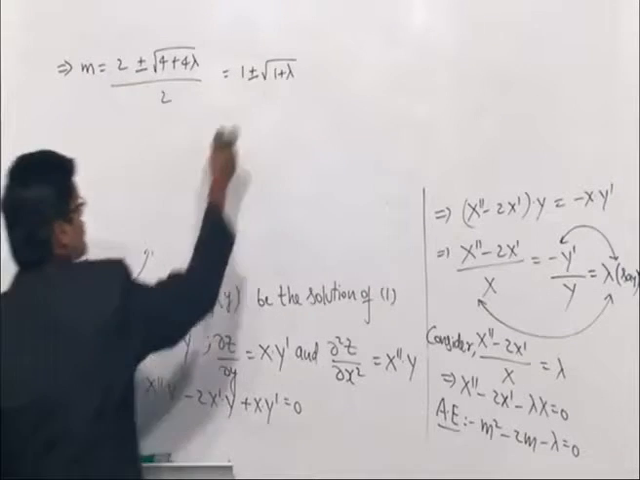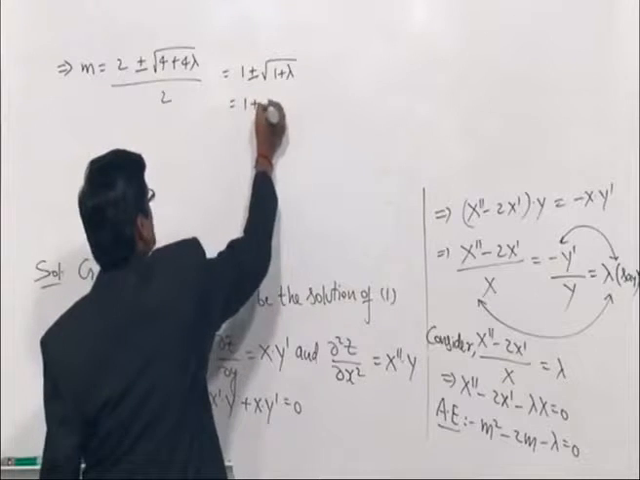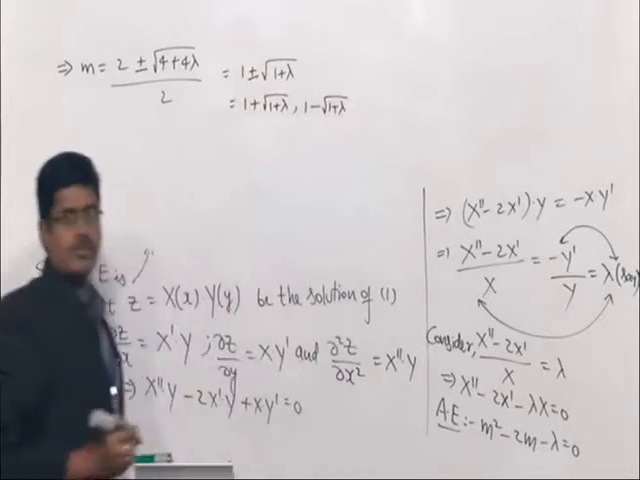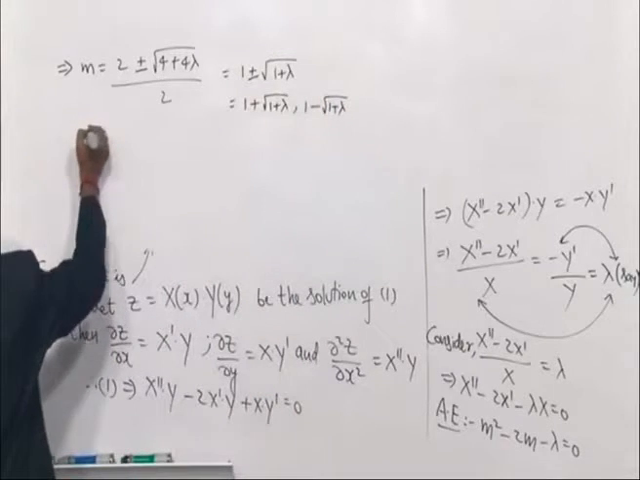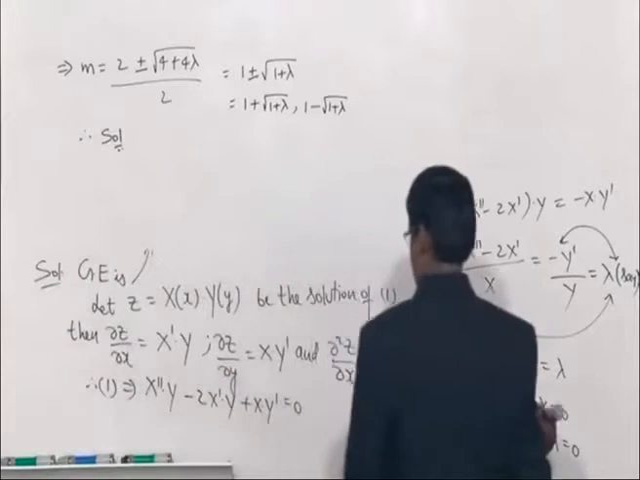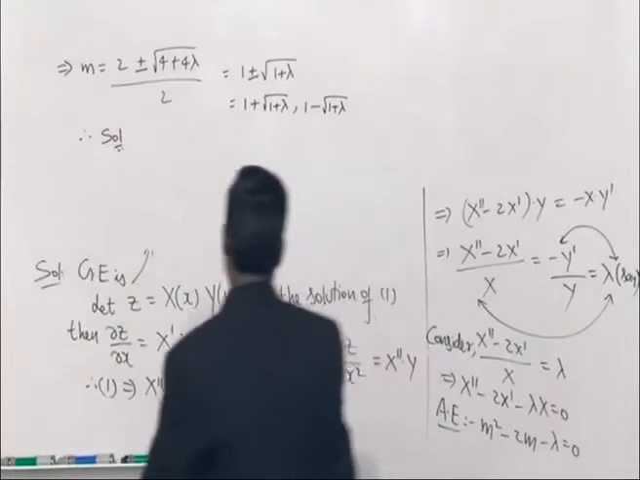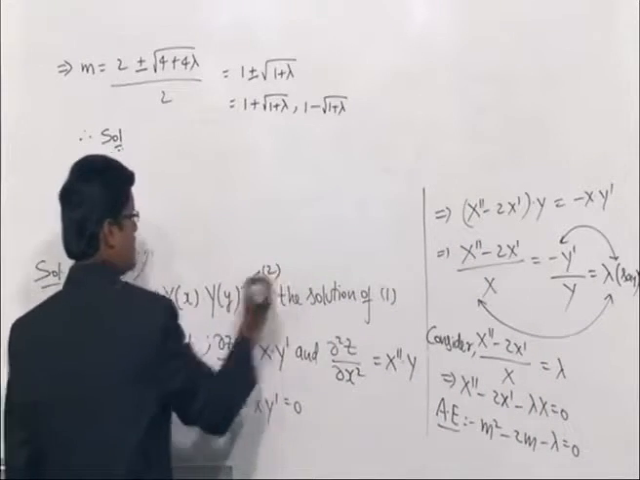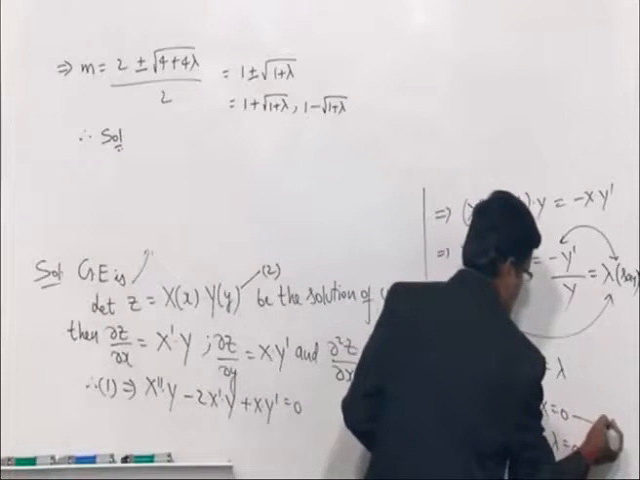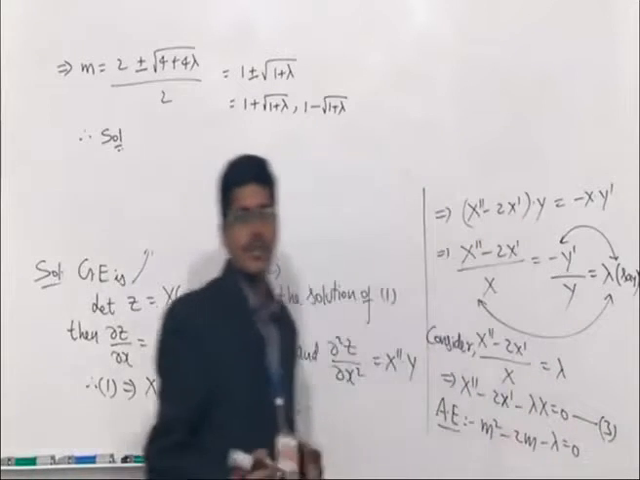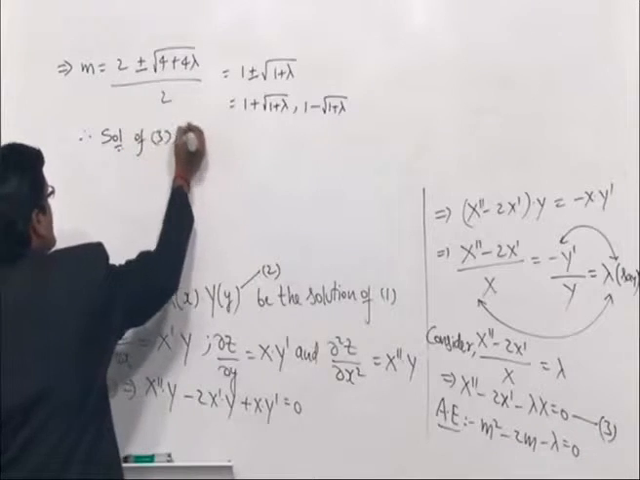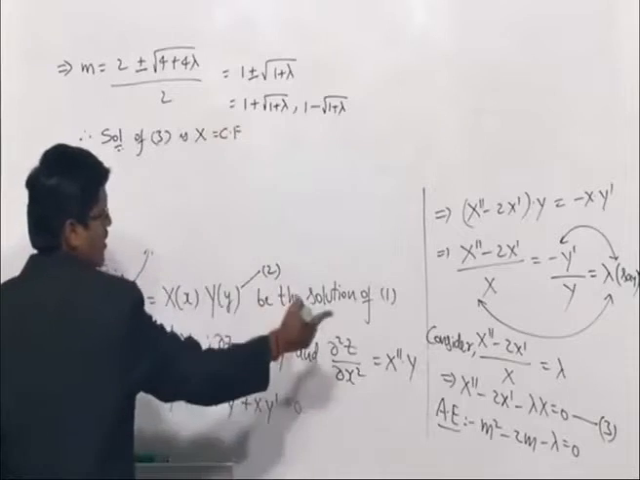So these are two different roots, 1 plus root over 1 plus lambda, comma 1 minus root over 1 plus lambda. So therefore, let us say this is equation. First of all, this is equation 2 solution. Equation 1 is the given differential equation, and here it is a one variable differential equation, a linear equation in x. Equation 3, solution of equation 3: X is equal to CF, because the right side is 0 in the third equation.